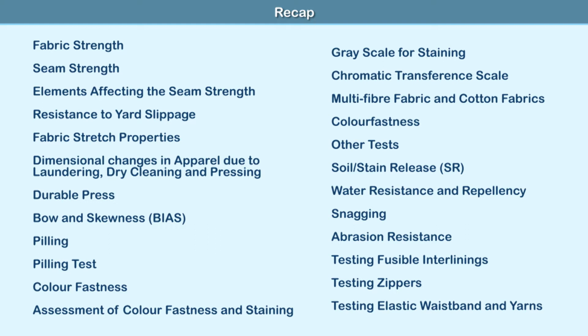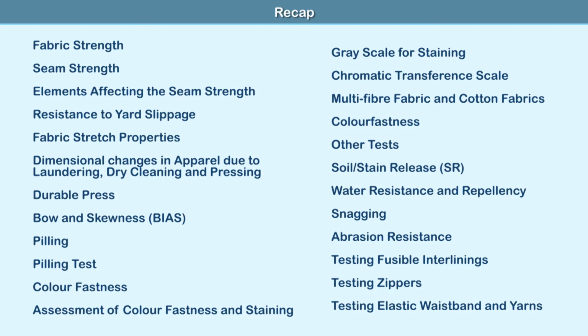Then we talked about color fastness to crocking. In this case, a color test specimen fastened to the base of the crock meter is rubbed with a white test cloth and assessed by comparison with the AATCC chromatic transference scale or gray scale for staining. For color fastness to crocking, we check both wet and dry. We talked about color fastness to perspiration, wherein we learnt the method to do the color fastness to perspiration, and a test specimen is evaluated for color change and staining on the multi-fiber test fabric with the help of the AATCC gray scale.